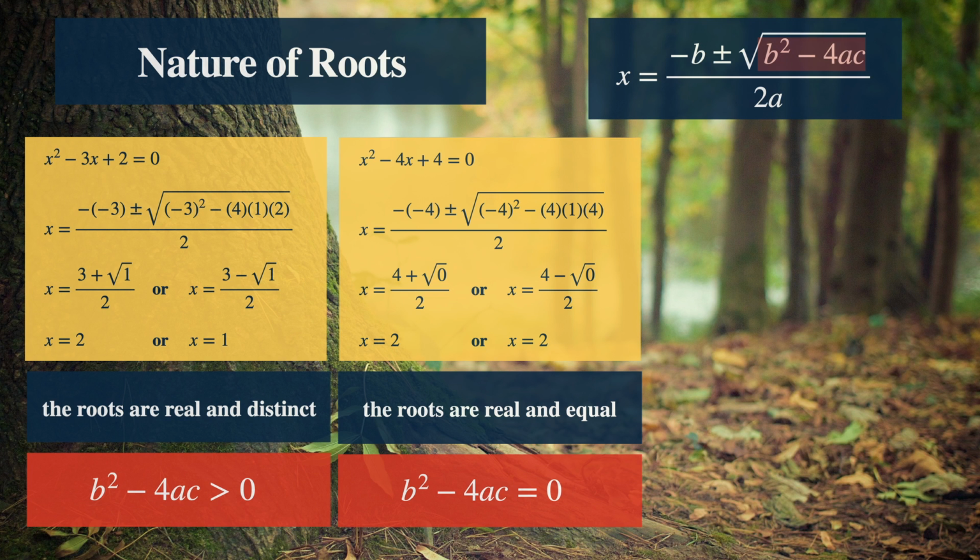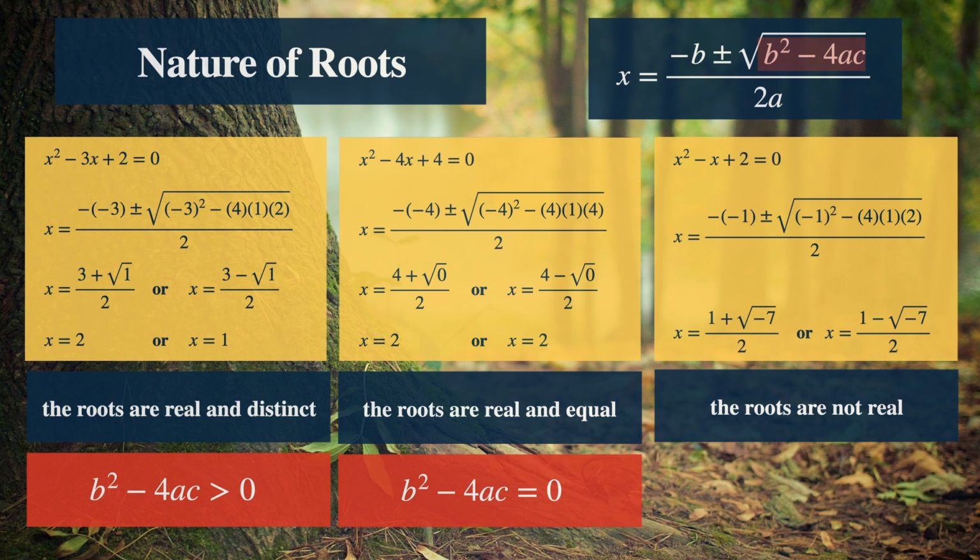The third type of roots are unreal roots. As the name suggests, the roots are unreal numbers such as these. This happens when b squared minus 4ac, or the discriminant, is negative.